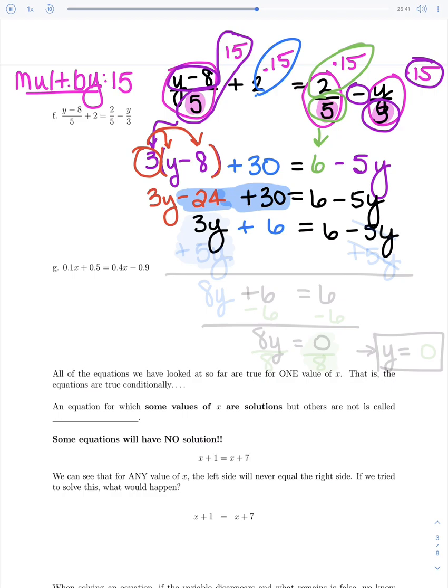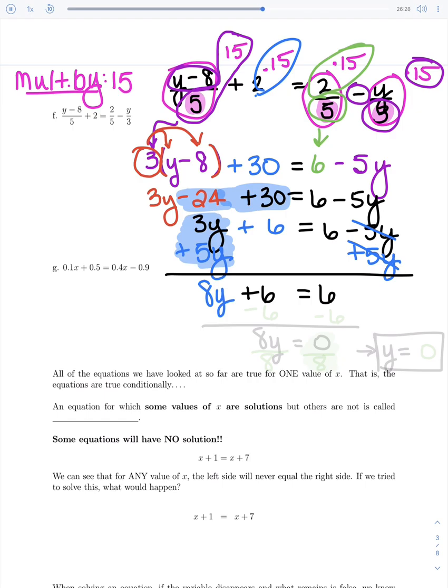Now let's leave everything else alone for now. Let's get the y's on the same side. We have a 3y on the left and a negative 5y on the right. The easiest to move is the negative because it's the smallest. How do you move a negative 5y? I just add a positive 5y to both sides. That'll get rid of my negative with a plus 5y. Now, on the left-hand side, what does that give me? A 3y plus a 5y now gives me an 8y. I also still have my plus 6 on this side, and I had a positive 6 on my right-hand side.